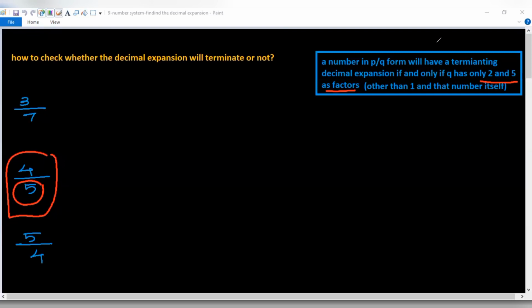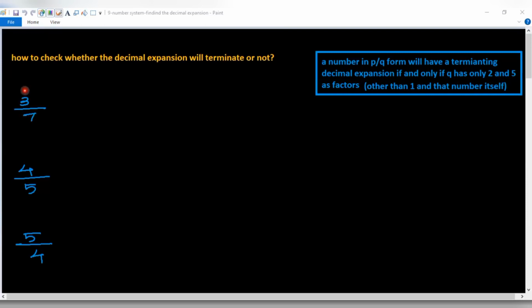See, the theory is written over here. A number in p by q form will have a terminating decimal expansion if and only if q, the denominator part, has only 2 and 5 as factors, other than 1 and that number itself. We all know that a number will have the factors 1 and that number itself. Other than that, if only 2 and 5 come as factors, then it will terminate.